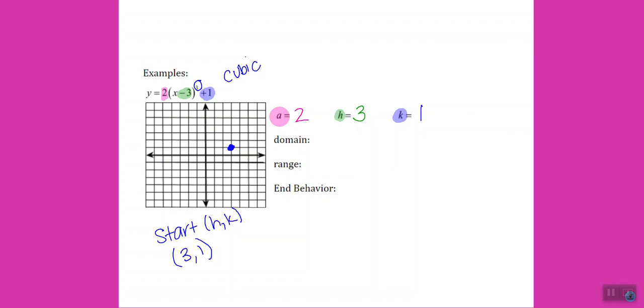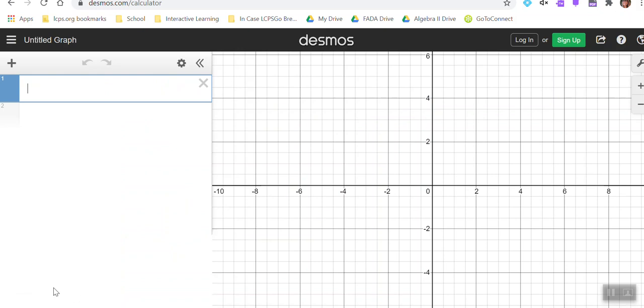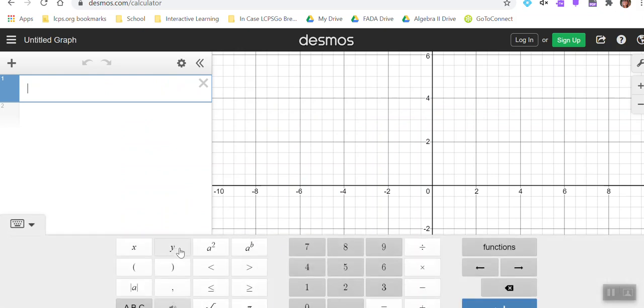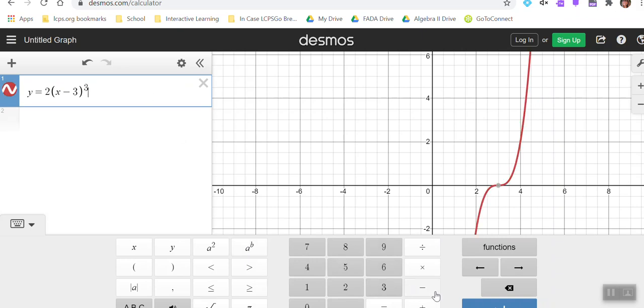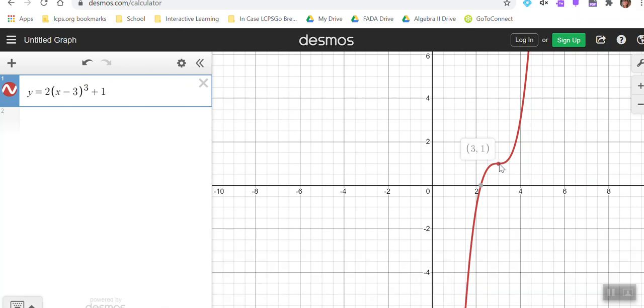Then we're going to use Desmos to get the rest of our graph. If you're trying to graph without a calculator, see the link in the description below. So over to Desmos, y equals 2 times (x minus 3) cubed plus 1. So as you can see, that middle point where it curves is at (3, 1). Yeah, there it goes. (3, 1).